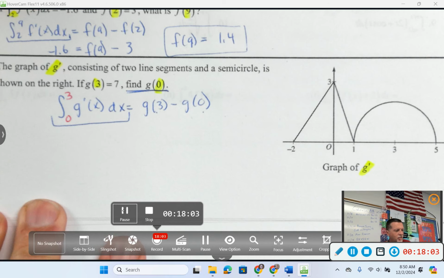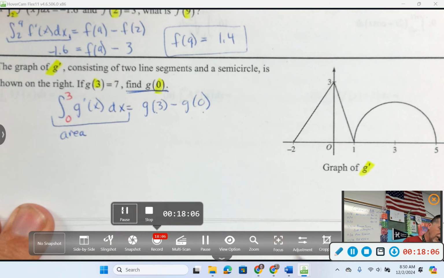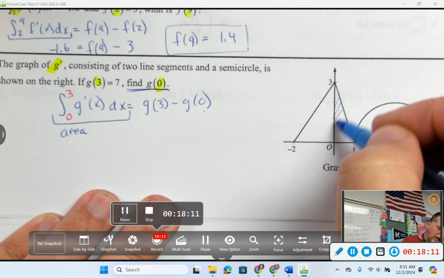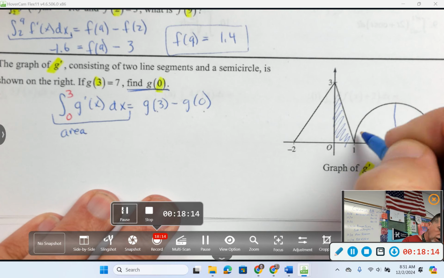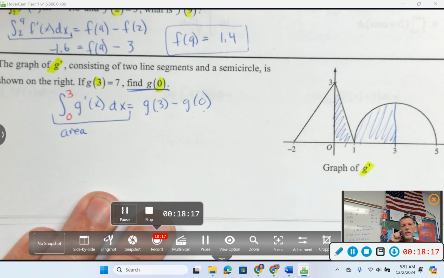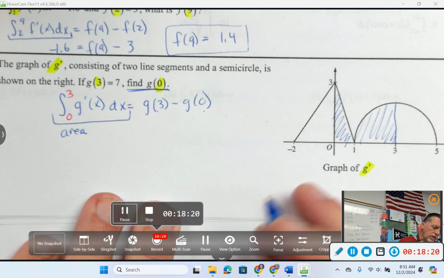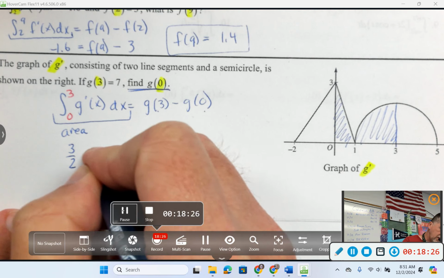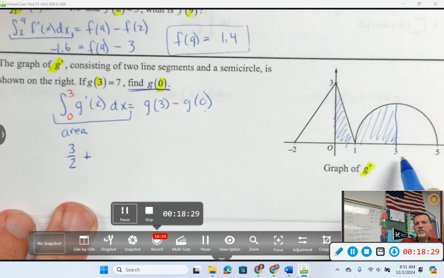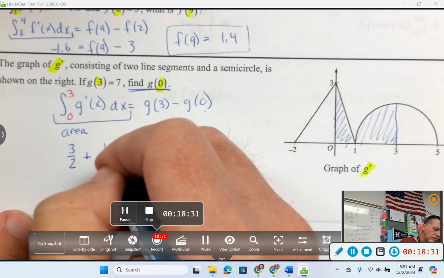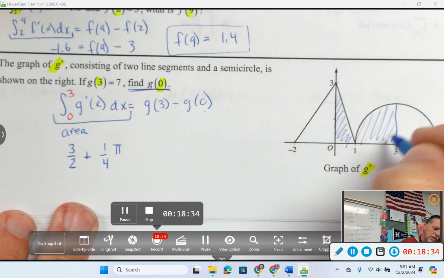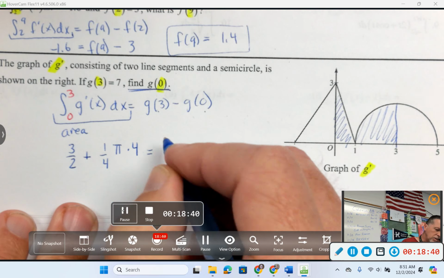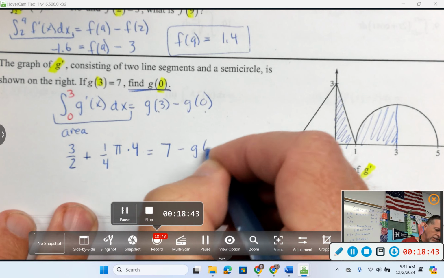Area under the curve. So this is another way to do this. That's area from 0 to 3. So let's be careful. I don't want the whole area. I just want the area from 0 to 3. So let's see. 1/2 base times height would be 3/2. And then 1/4 of a circle. So 1/4 pi times radius 2 equals G of 3, which I know. G of 0 is what I'm looking for.